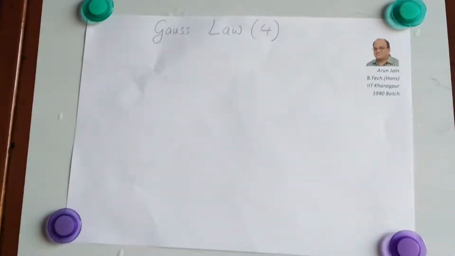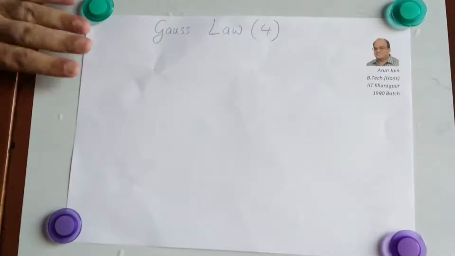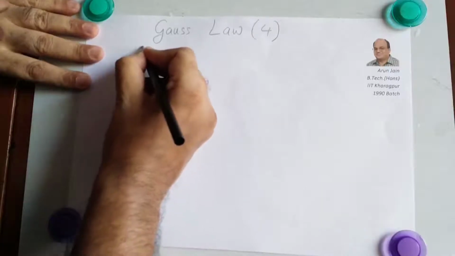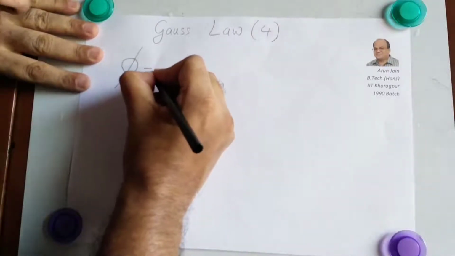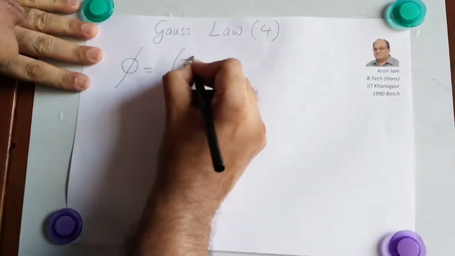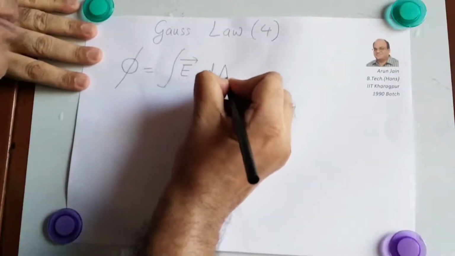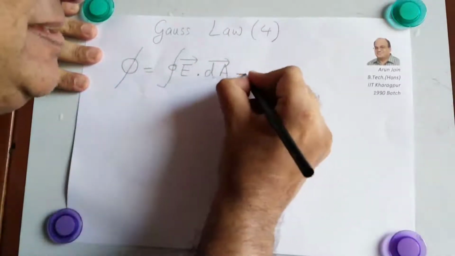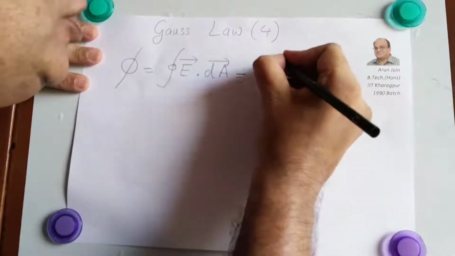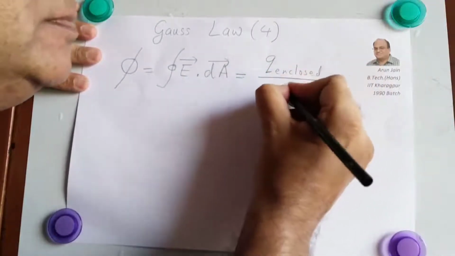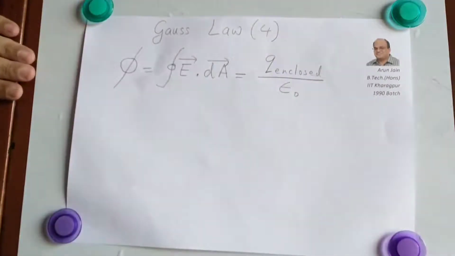Now we are in a position to state Gauss law. The flux of the electric field through a closed surface, which is integration of E vector dot dA vector over the entire closed surface, is given by charge enclosed by epsilon naught. This is what is Gauss law.